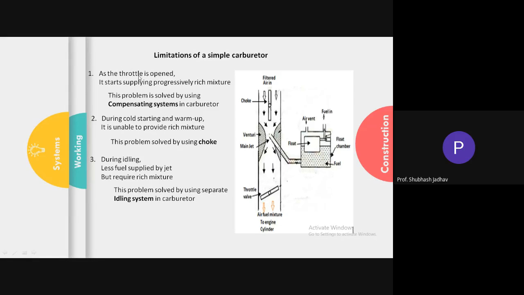So the first problem of the throttle supplying rich mixture, due to the carburetor supplying rich mixture when the throttle is opened progressively, is solved by using compensating system. First problem, first solution. Second problem, during cold starting, the carburetor is unable to supply the required rich mixture. The problem is solved by using choke. Third problem, during idling, it is required to supply rich mixture, but it is unable to, and it is solved using idling system. I hope everybody understood the three limitations of a simple carburetor and the solutions for them.